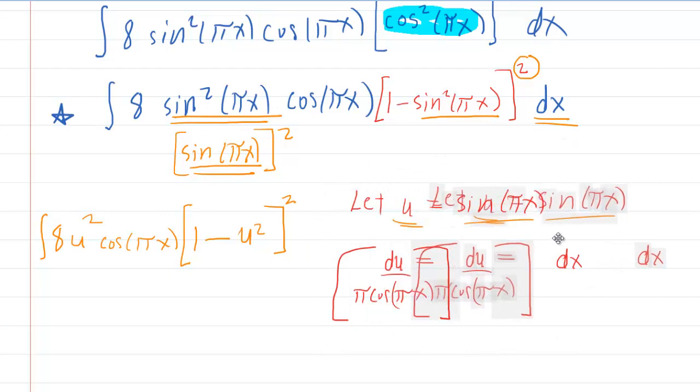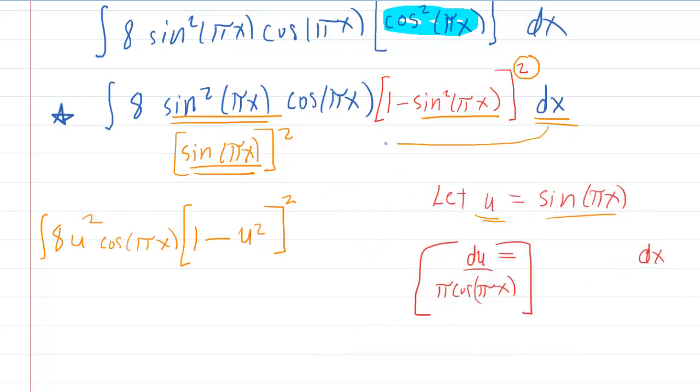Bit of a mouthful, but let's slide this over. And again, let's replace this dx right here with du over pi cosine of pi x. And what's really convenient here is this factor of cosine pi x and this identical factor will cancel out. So we're left with that.